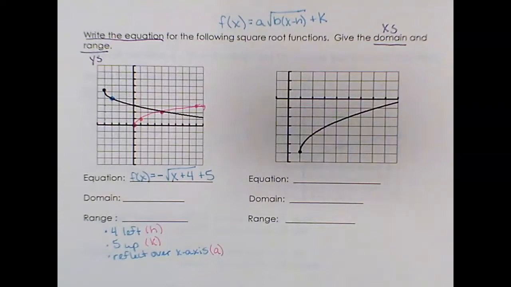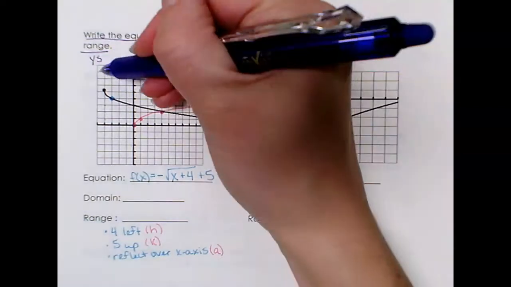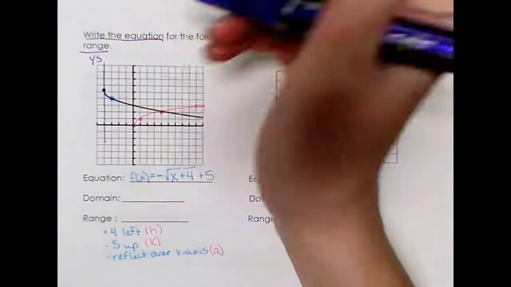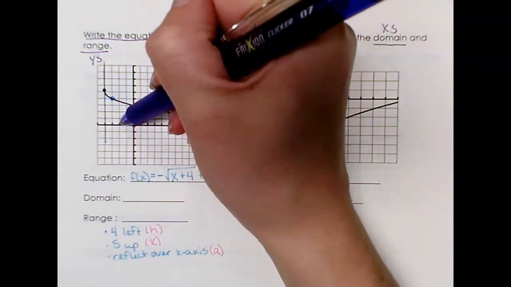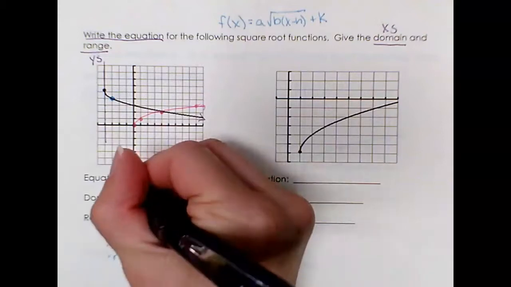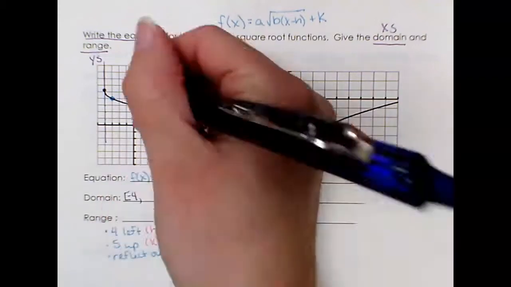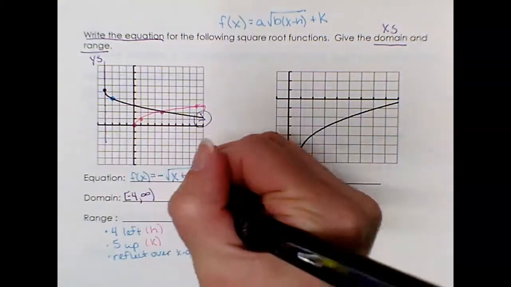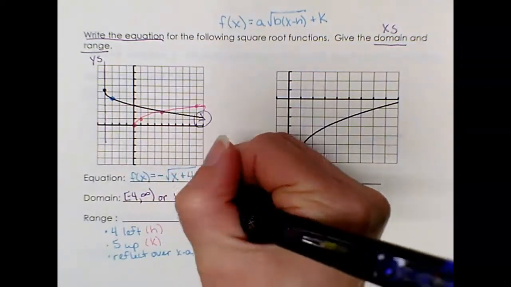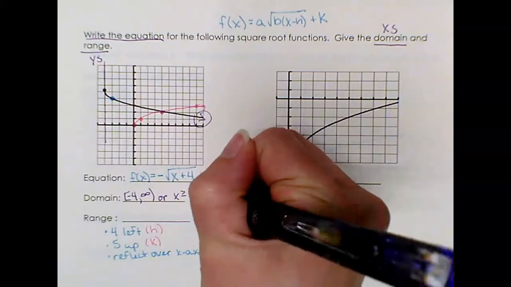My domain is all the x values from here and over, because this continues on until forever. So this is negative 1, 2, 3, 4. And if it continues forever to infinity, we put an infinity symbol. We could also say that it's all the x values greater than or equal to negative 4.